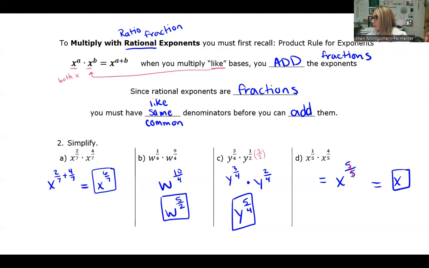How do you feel about the front page? Good. The back, on to the back.